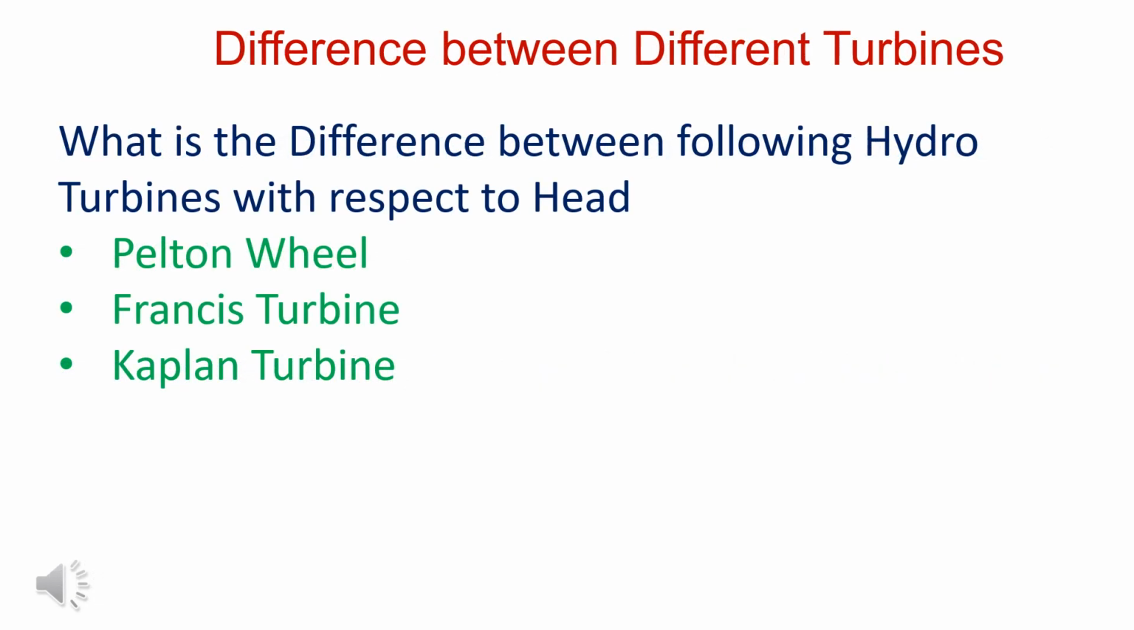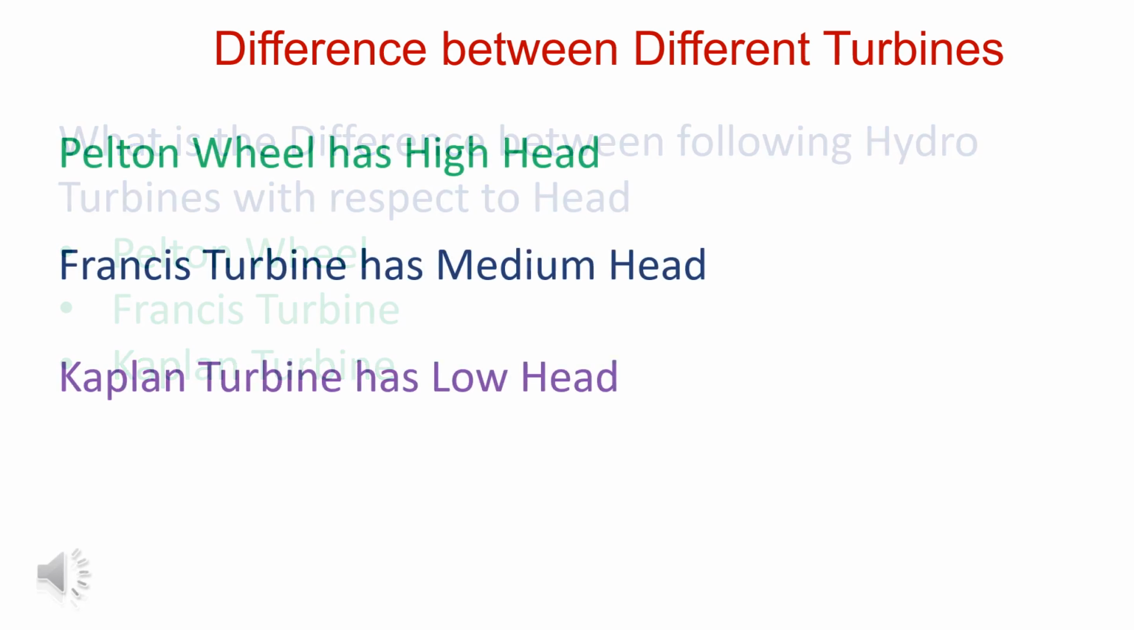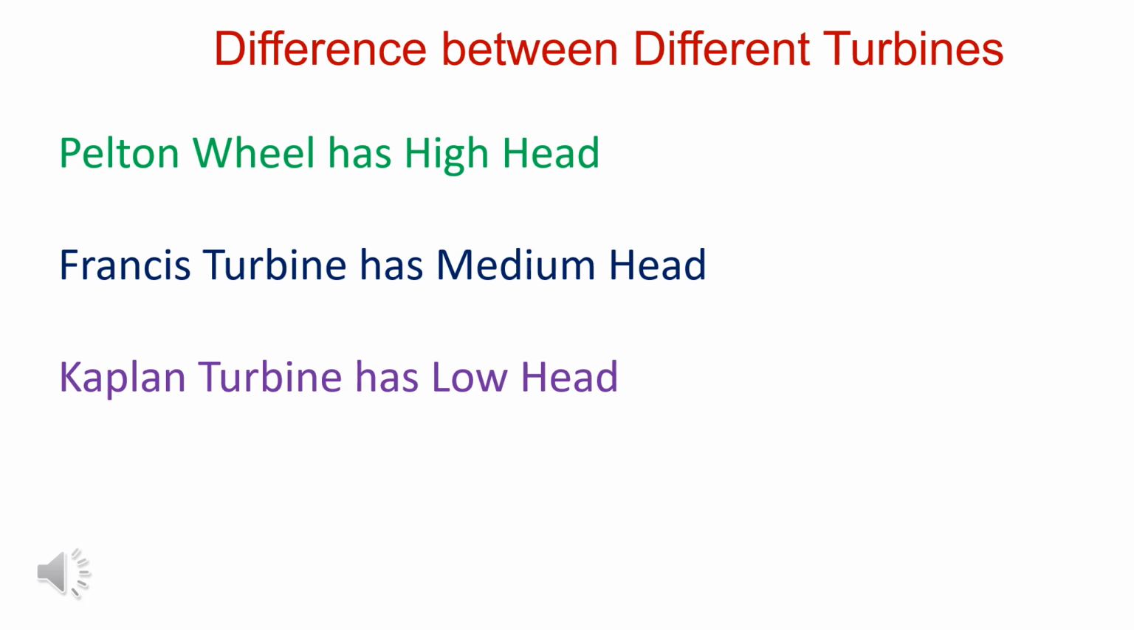What is the difference between Pelton wheel, Francis turbine, and Kaplan turbine? Pelton wheel has high head, Francis turbine has medium head, and Kaplan turbine has low head.